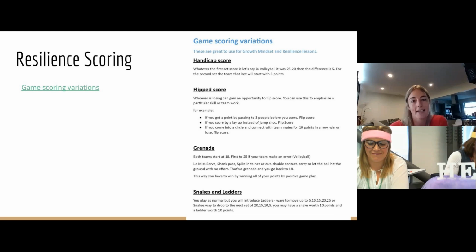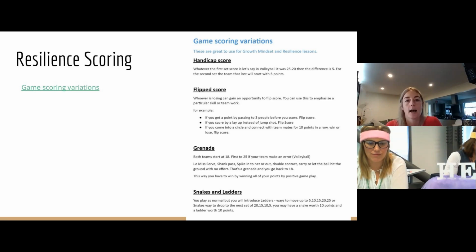So for example, the handicap score, if in set one team won 25 and the other team were 20, then the next time you go and play the second set, then they would start on the handicap with the 5-point lead. So that just evens some things out. It's a pretty obvious one.